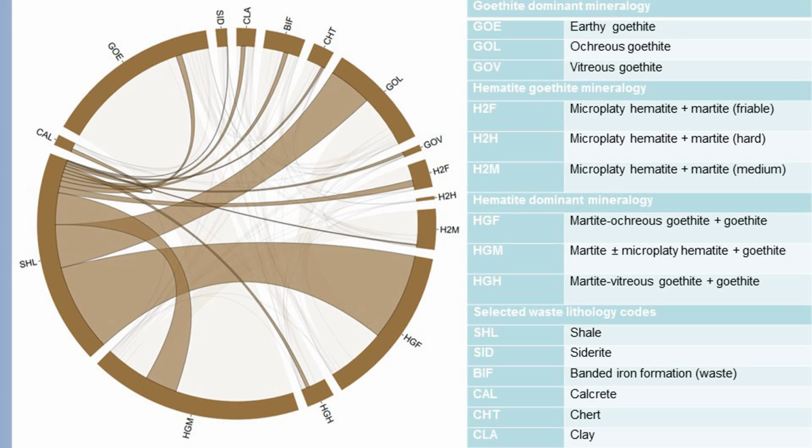There's another material type isolated here. So the shale, as we've seen, is commonly swapped for GOL and commonly swapped for HGF as well. So these three are commonly interchanged with each other.